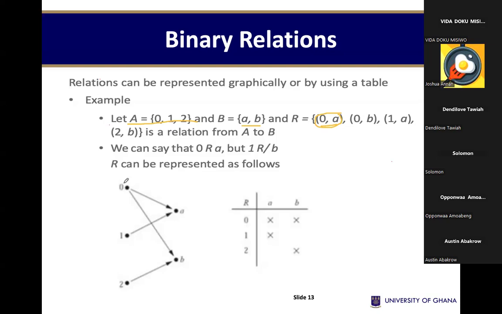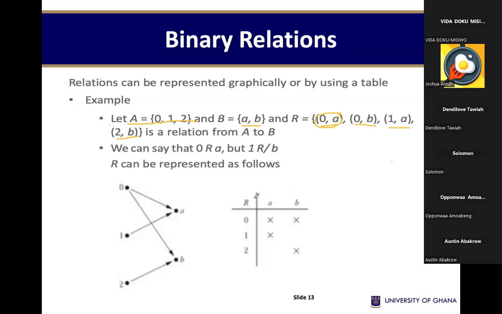If we want to represent it graphically, then we can list the set A elements here, 0, 1, 2. Then we can also list the set B elements, A and B. Then we can draw the relation from A to B: 0 all the way to A, then 0 is related to B. Then 1 is related to A. Then lastly, 2 is related to B.